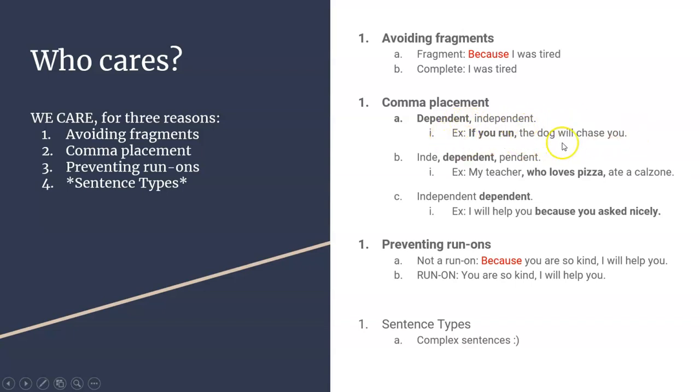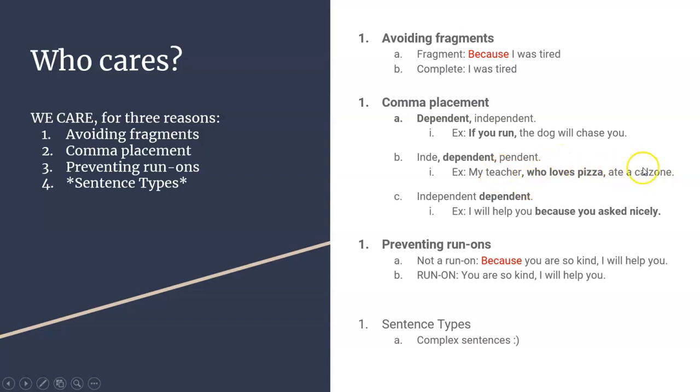If your dependent clause comes before an independent clause that can stand alone, I need to put a comma there. You can also have an independent clause that is split up with a dependent clause in the middle. So let's look at this example. My teacher, who loves pizza, ate a calzone.